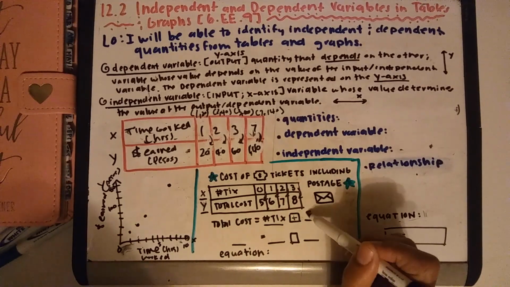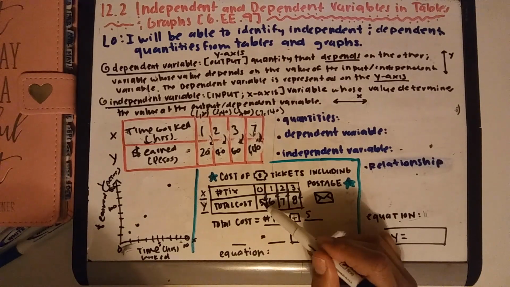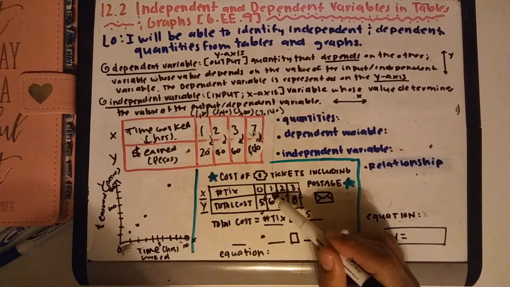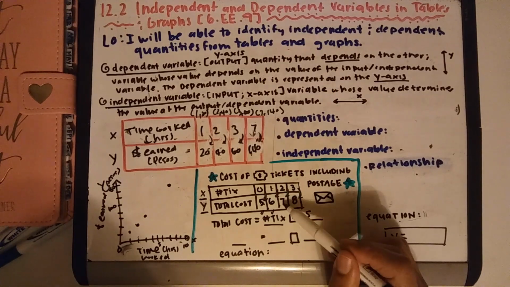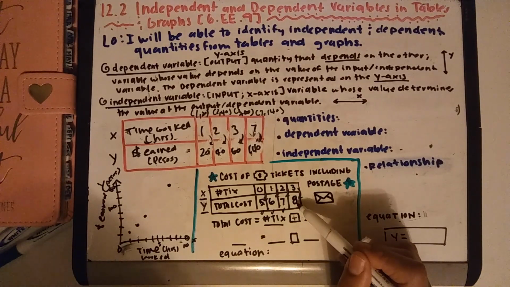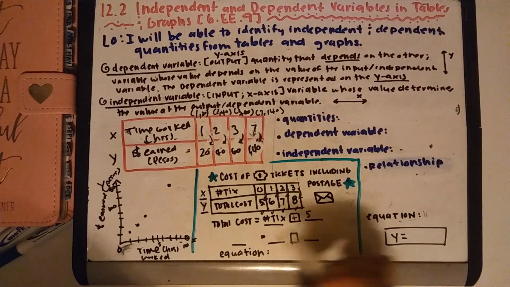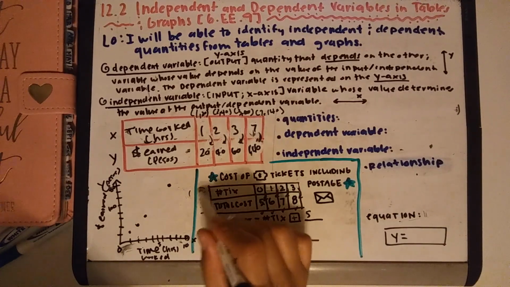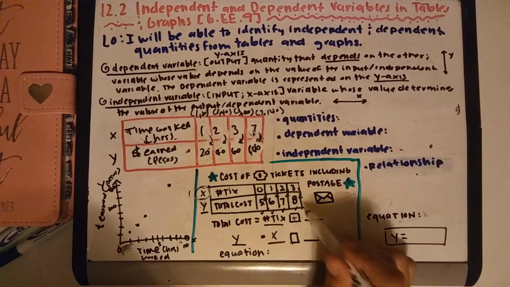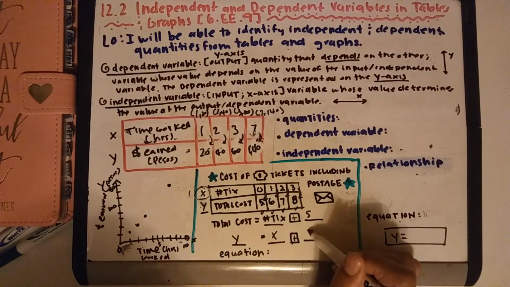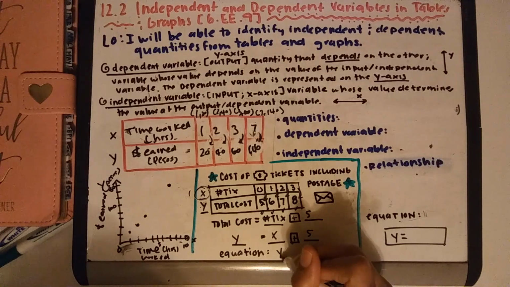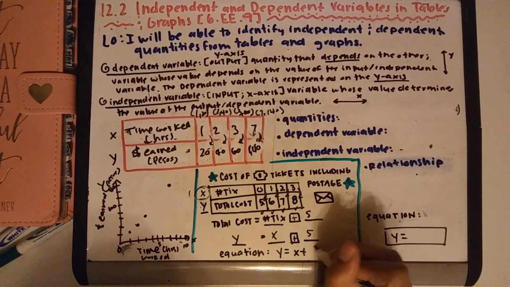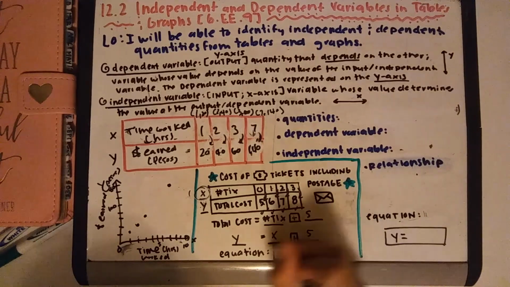Let's try. Okay. 0 plus 5? 5? Yep. 1 plus 5 equals 6? Yep. 2 plus 5 equals 7? Yep. And then 3 plus 5 equals 8? Yep. So then, what's my total cost represented with? y equals, what's representing the number of tickets, x, and then what am I doing to it? I'm adding 5. So my equation goes y equals x plus 5. And that's going to find my equation.